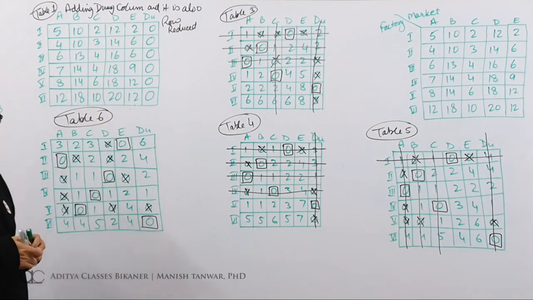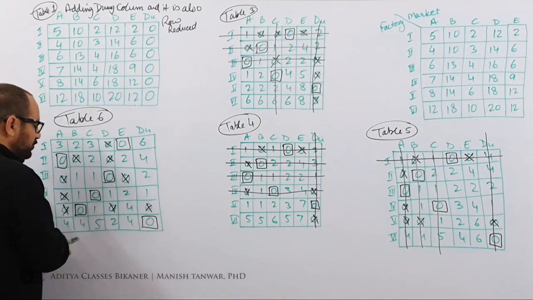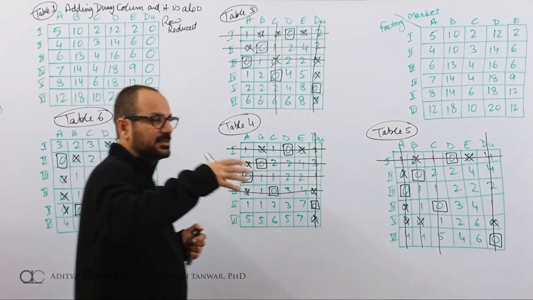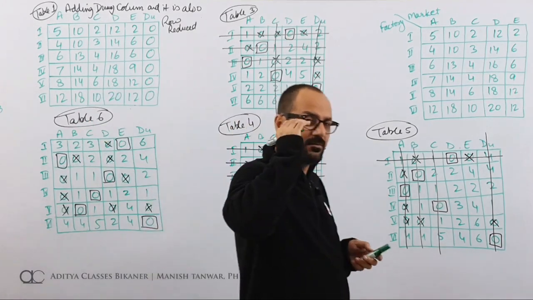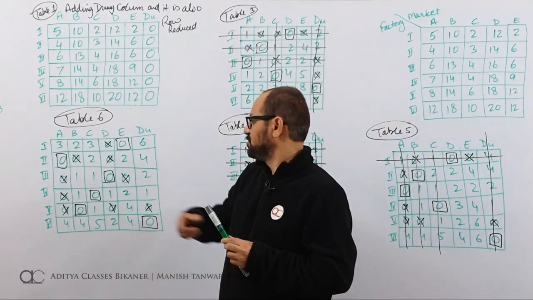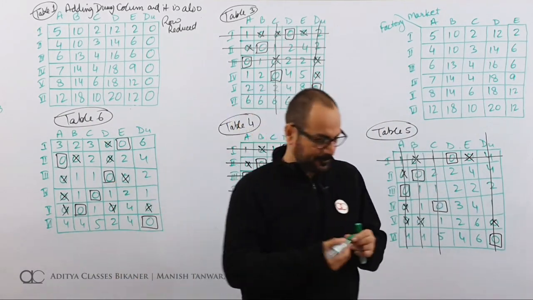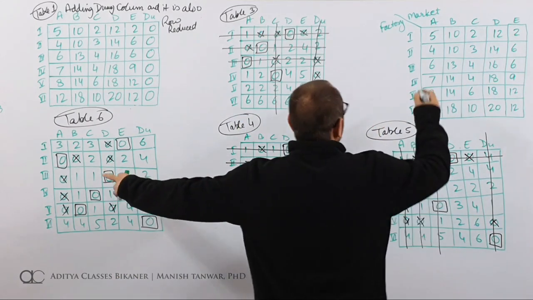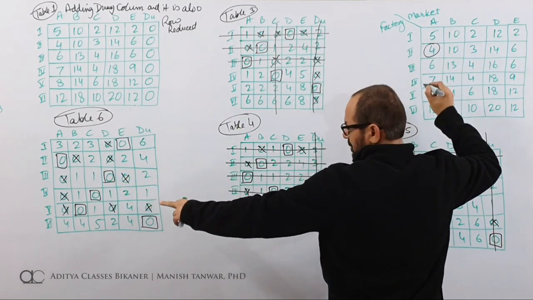But we learned a special case over here of multiple optimum solutions. How did we check it? 2 of my rows and 2 of my columns were having more than 1 zero. And in fact, they all were having 2 zeros. So this is a case of multiple optimal solutions. Now you can overlap these with your original table.